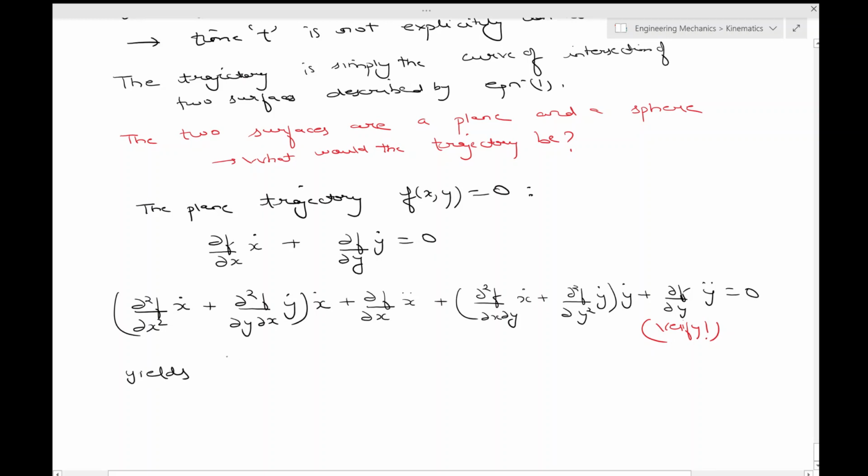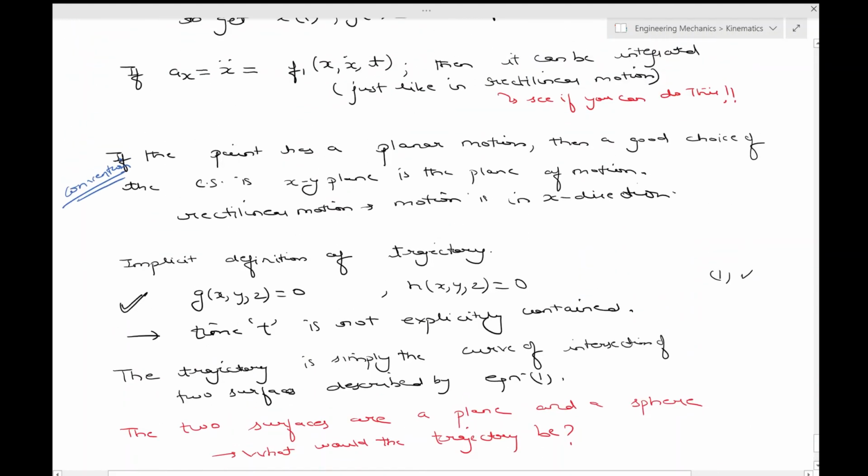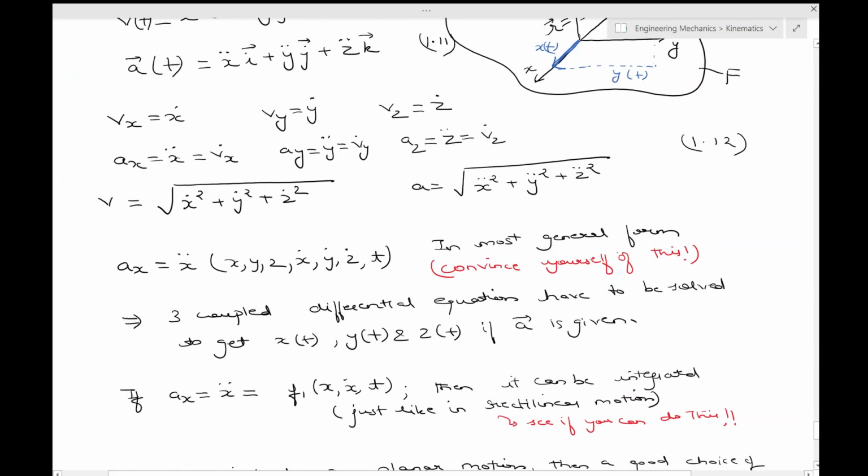What does it yield? It yields y dot and y double dot given the values of x dot and x double dot. So that's how we get the relations between velocity and acceleration components. And why are we saying velocity and acceleration components? Well, x dot is the x component of the velocity and x double dot is the x component of the acceleration. Similarly for y and z.